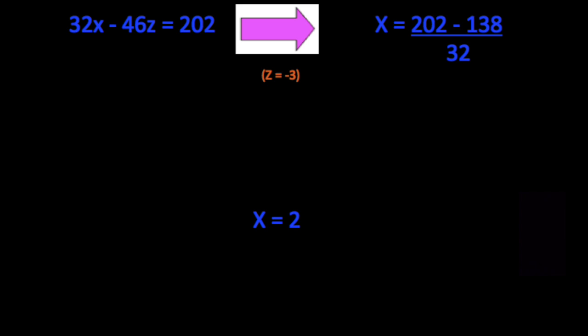Convert the equation 32x minus 46z equals 202 into slope-intercept form so we can substitute -3 for z. x equals 202 minus 138 divided by 32 equals 64/32, which is equivalent to 2. Hence, x equals 2. We currently have the values for z and x. So, plug in the values of z and x into any of the 3 original equations.